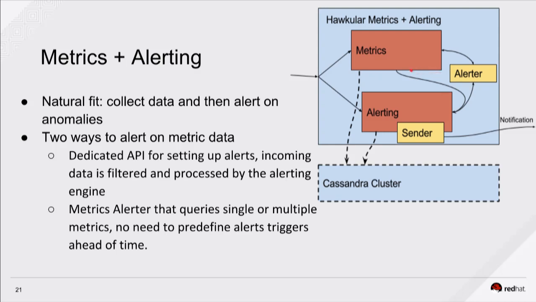And of course, both of them, both metrics and alerting, communicate with the Cassandra cluster. So not only do we have the metrics stored in Cassandra, we do not require a secondary engine for the alerting portion.